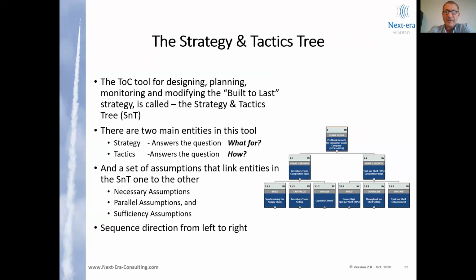So every one of the entities, at any one of these levels of the tree, has two key entities inside it. One is a strategy that is answering the question of what for, what is the objective of the change we are implementing. And the second is the tactics, which answers how we are going to achieve this change. In between those entities, there are assumptions. Assumptions are linking the entities one to the other. The necessary assumption or assumptions are linking a bottom entity to a top one. A sufficiency assumption is doing the other way around, linking the top entity to the bottom one. And the parallel assumptions are connecting the strategy to the tactics.